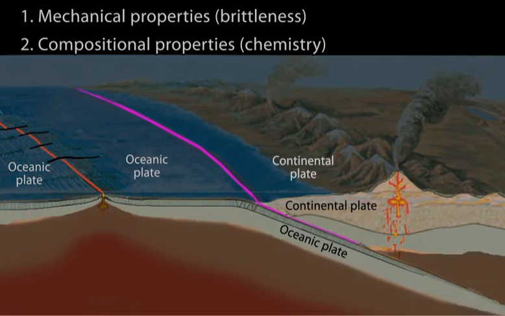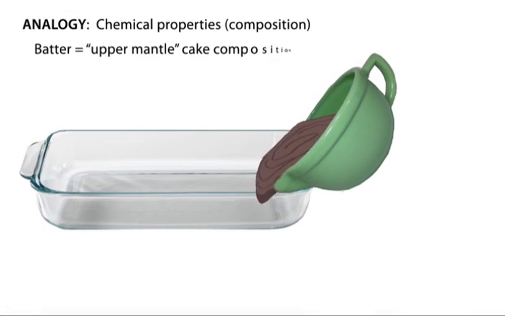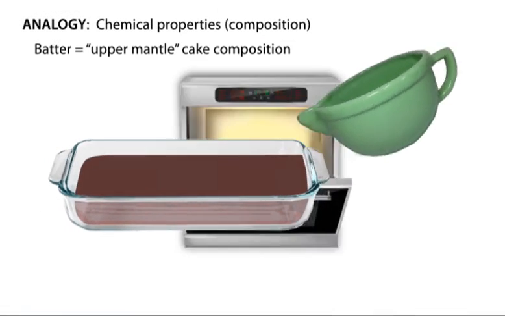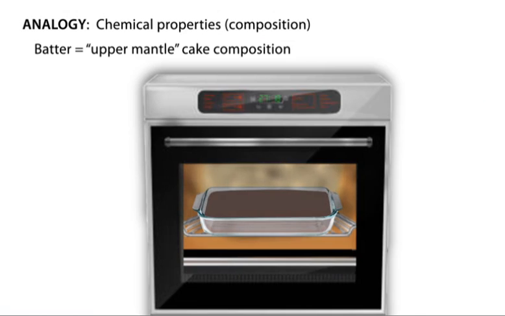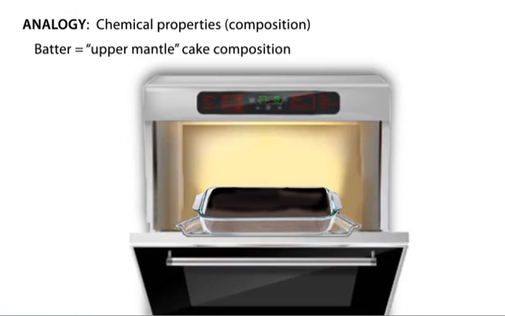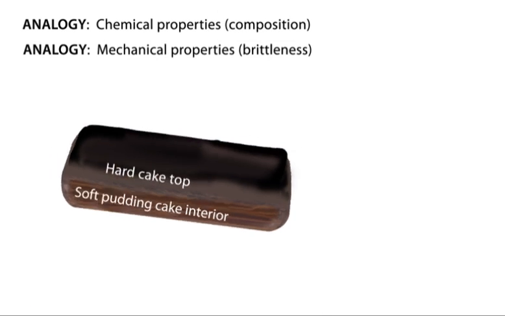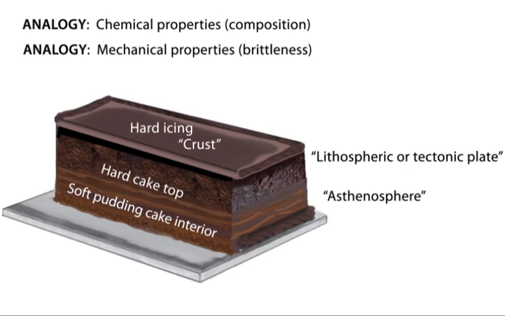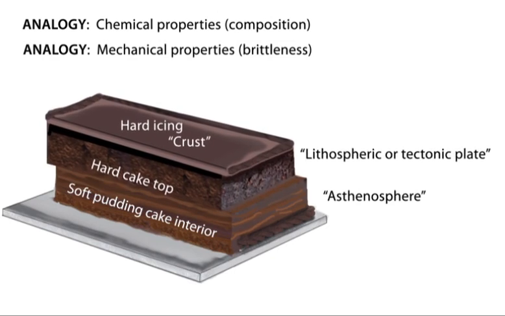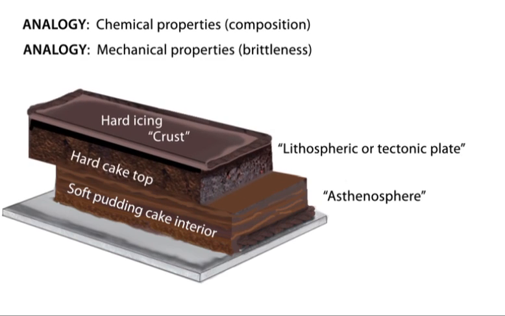Still confused? Let's try an analogy. If you put pudding cake batter in a too-hot oven, the upper part cooks too fast and hardens, while the lower pudding part stays soft, even though they're the same composition. Next, add an icing that hardens. The crust and upper cake are different compositions, but can move as a rigid unit over the soft pudding.